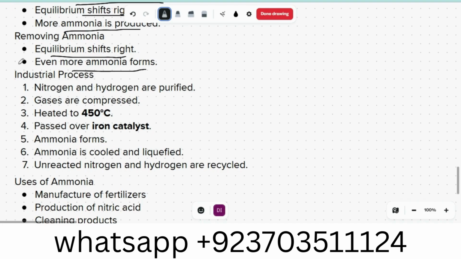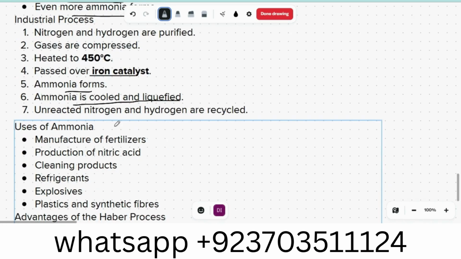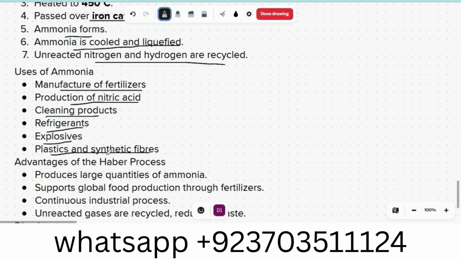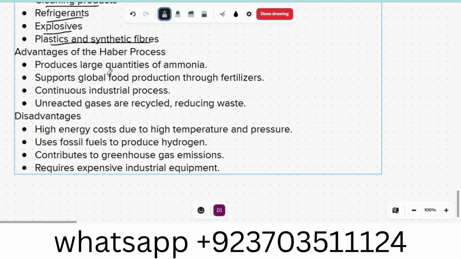Industrial process: nitrogen and hydrogen are purified, gases are compressed, heated to 450 Celsius and passed over an iron catalyst, and ammonia forms. Ammonia is cooled and liquefied. Unreacted nitrogen and hydrogen are recycled. Uses of ammonia: ammonia is used for many things, for example manufacture of fertilizer, production of nitric acid used in different industries, cleaning products, refrigerants, explosives, plastics, and synthetic fibers.